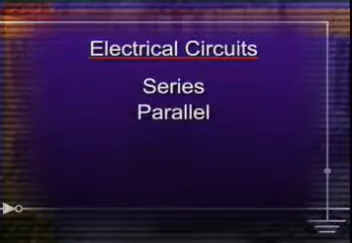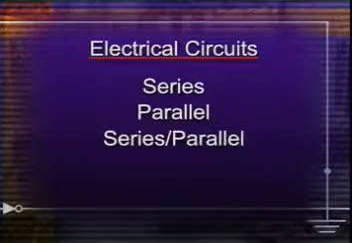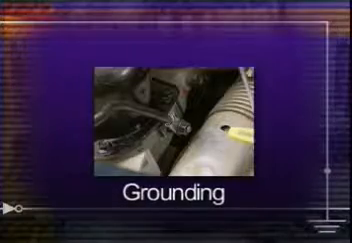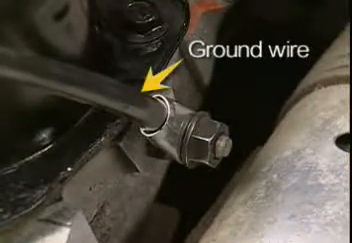Electrical circuits are described as being wired in series, in parallel, or in series parallel. Car makers use the vehicle's metal frame as part of the electrical circuit. Using the chassis as a negative wire is often referred to as grounding. The circuit wire that is connected to the chassis is often called the ground wire.